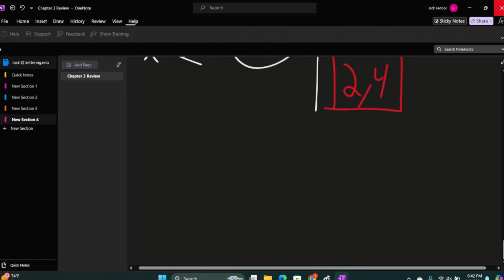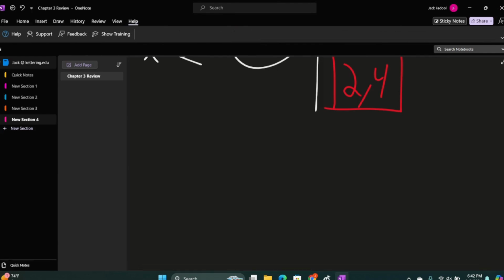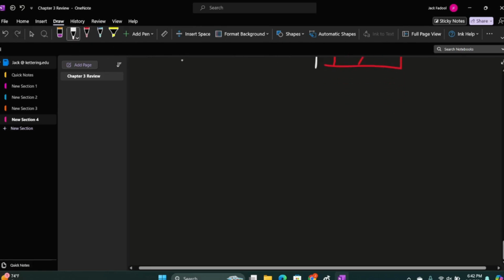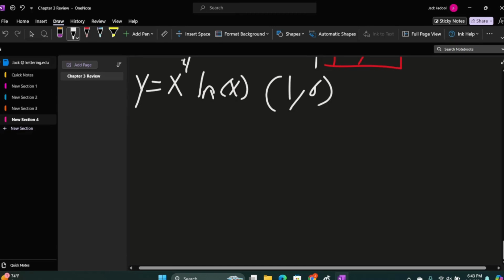Alright, moving on. The next problem is asking for the equation of the tangent line to the curve. And the equation we are given is y equals x to the fourth ln of x, and the point (1, 0).